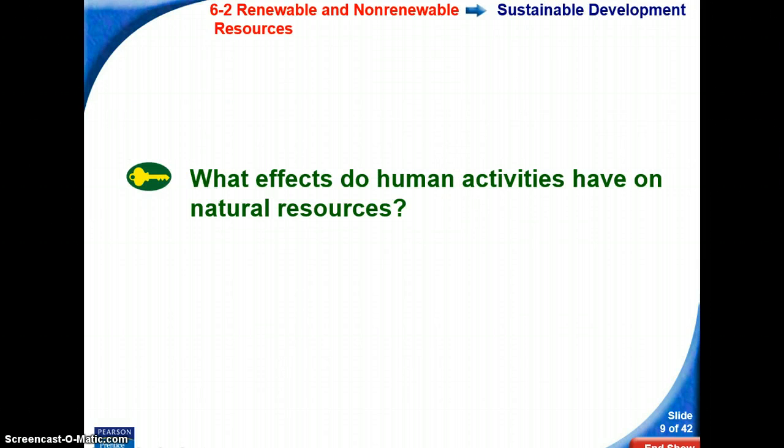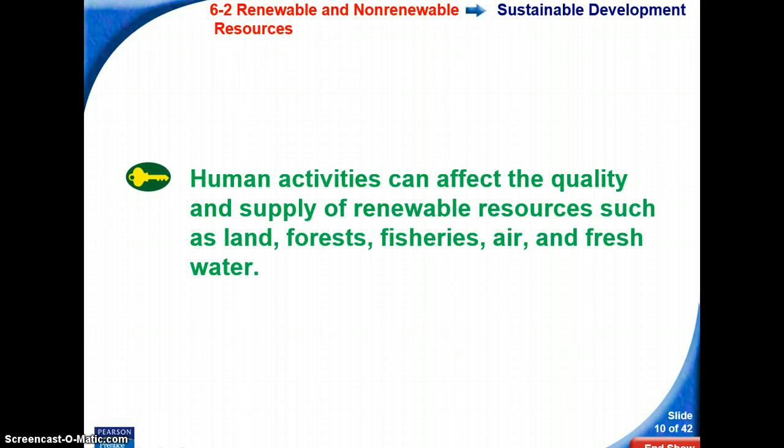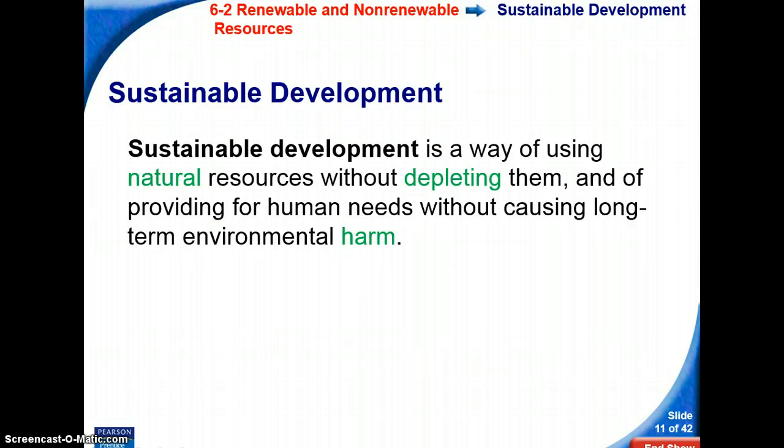The next key concept question we have is what effects do human activities have on natural resources? Human activities can affect the quality and supply of renewable resources such as land, forests, fisheries, air, and fresh water. And we'll talk about each of those real quickly coming up here.